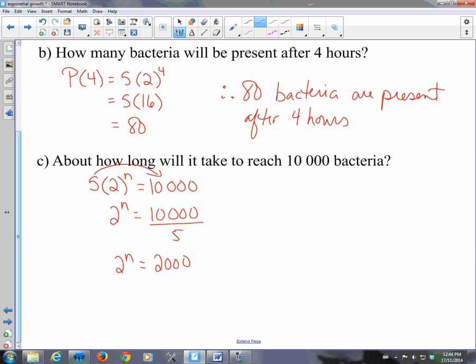So the problem with an exponential equation is that I can't separate the 2 from the n. So when we have an exponential equation, the only way we have to solve it is basically we're going to guess and check our way to find the right exponent. So when I put 2 to the exponent, I will get the answer 2,000. So we'll make a little note of that.